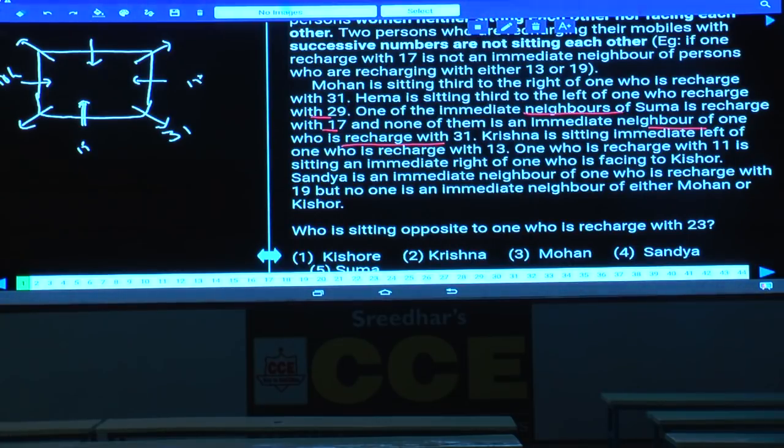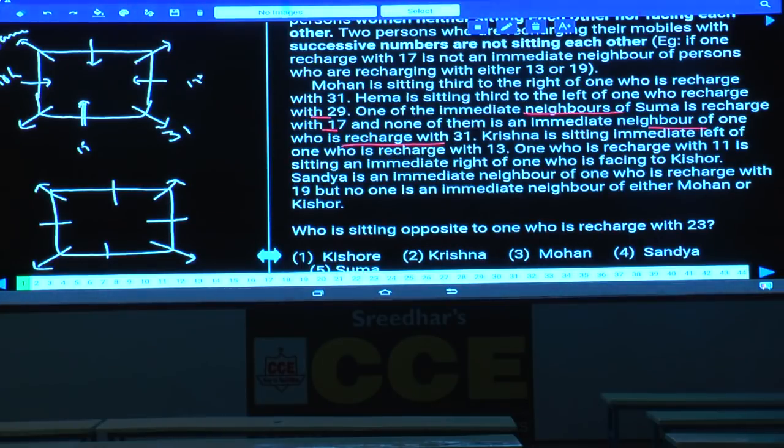Now Suma can be at this place, this is one possibility. Suma at this place. Then what is the other possibility, tell me here? Where can this Suma be? Suma can be at this place, isn't it? Hence, now these persons are facing away from the center. Then tell me the person with 31 is here. If 31 is here, Mohan must be at this place. If Mohan is at this place, now tell me whether Suma can be at this place or not.